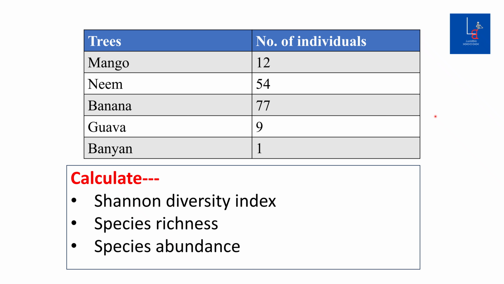Now it is your turn. Here is one problem. You need to calculate Shannon Diversity Index, species richness as well as species abundance. Please solve this problem and comment below.